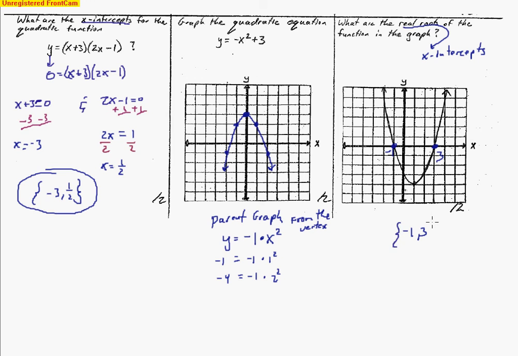And so that's what we're doing when we're trying to solve a quadratic. When we're solving for those x-intercepts, we're trying to find out where it crosses the x-axis. Those are the points.